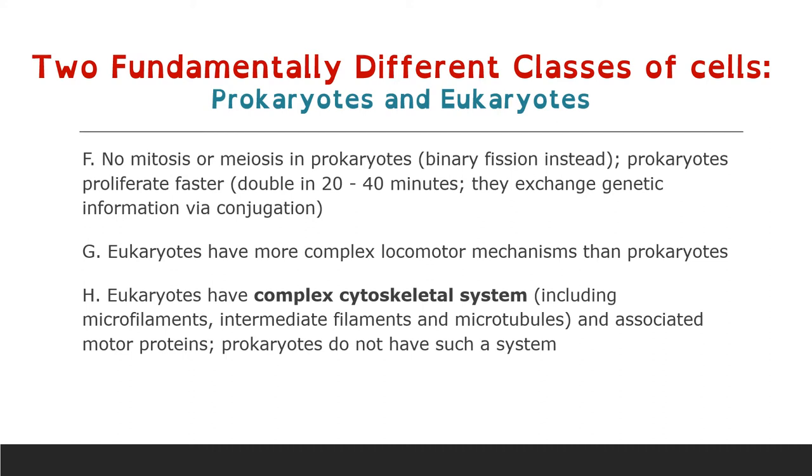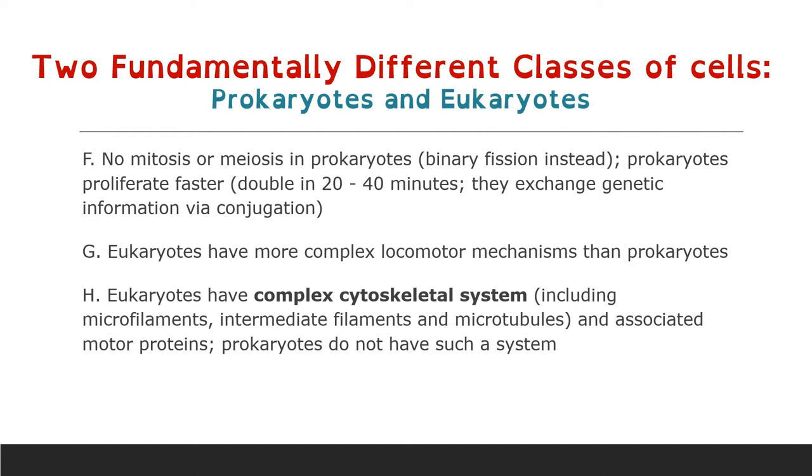So, no mitosis or meiosis in prokaryotes. However, their mode of reproduction is through binary fission. So, when you say binary fission, they just divide into two. Whatever you find from the one is also present in the other one. So, it's not so complex as the process of eukaryotes when it comes to reproduction. And then prokaryotes proliferate faster. So they can double in 20 to 40 minutes, and they can exchange genetic information via conjugation only.